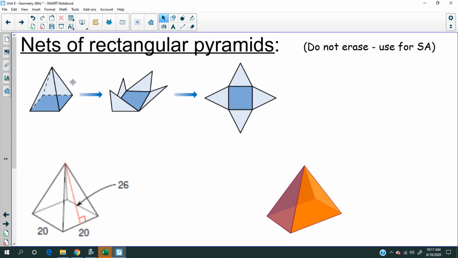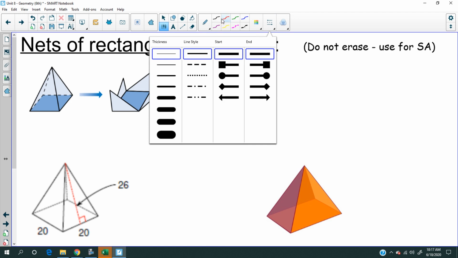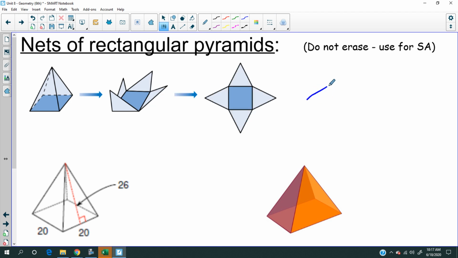Now, I do this all the time. I always say triangular pyramids, okay? As a matter of fact, there was a video that I made for the tutoring where I constantly said triangular pyramid. I keep making the same mistake. So this is a triangular pyramid.